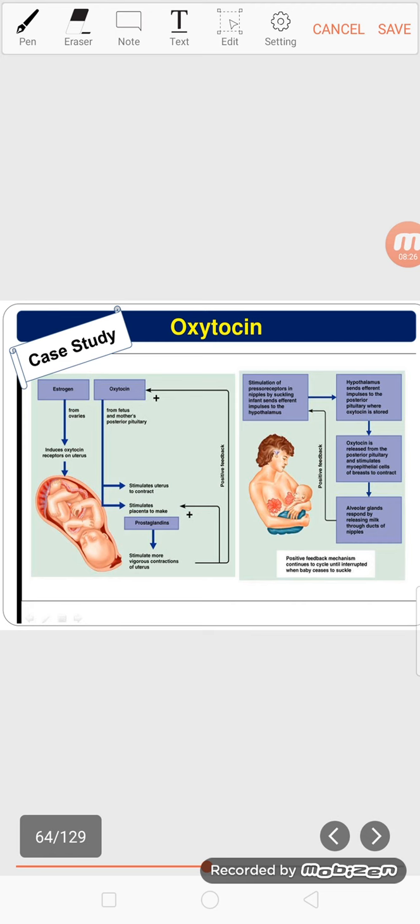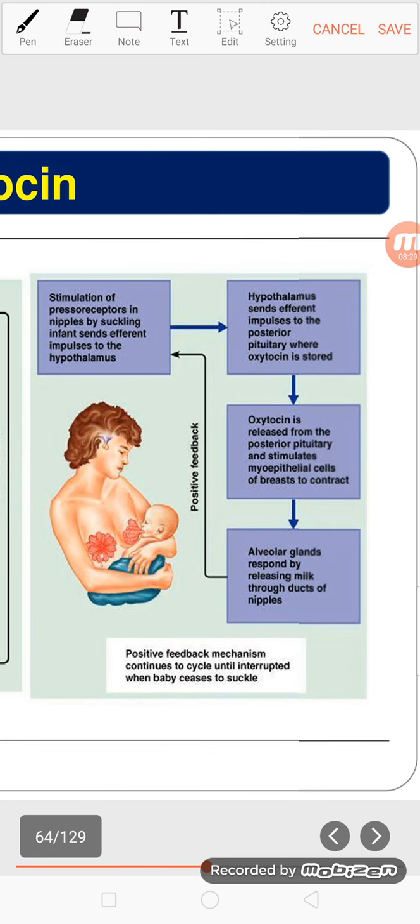So the right hand side case study over here, the baby suckling. It is caused by oxytocin reaction also. The stimulus is piezoreceptor nipples. The baby suckles the nipple, so there is a pressure stimulation over there. That is considered as a signal. Then it will signal to the hypothalamus. Hypothalamus will send a signal to the posterior pituitary. Posterior pituitary will secrete oxytocin.